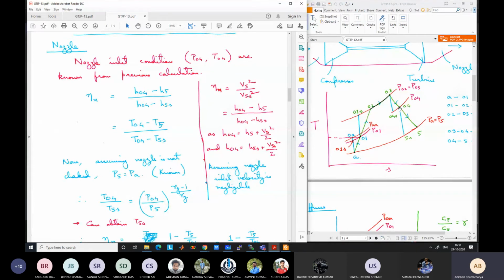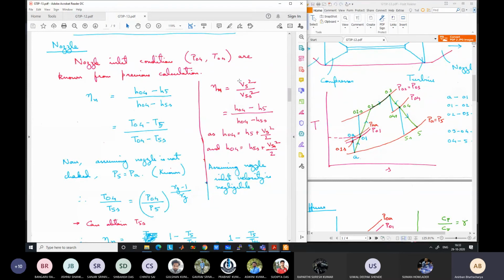Ideally, the change would have occurred if we had got an isentropic process. If there were no frictional losses, the change in enthalpy would have been higher because this line would have gone to a lower temperature. So ideally, we would have obtained H04 minus H5s, and the velocity obtained would have been higher. H04 minus H5s is V5s square by 2. So I can replace this V5 square by 2 by V5s square by 2. So efficiency is given by V5 square by V5s square.